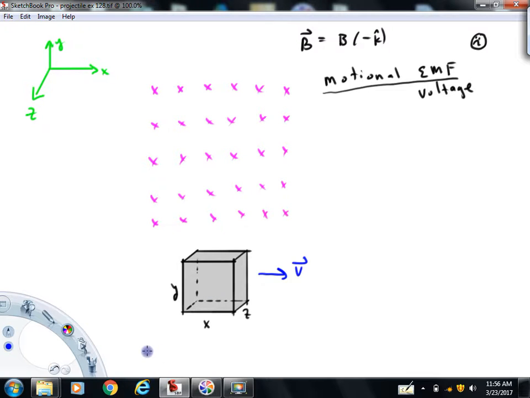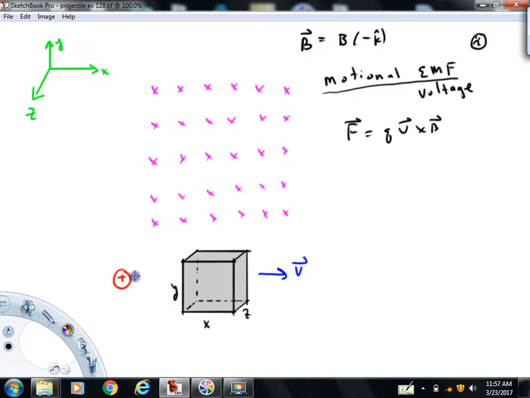Now again, even though it's the electrons that are free to move, we normally focus on what's happening to positive charge carriers, because electrical current is normally described by positive charge carriers. So I'm going to draw a picture here of a single positive charge carrier that's somewhere in this block. And the velocity of that charge carrier is to the right, or we would say in the plus i direction. So this charge carrier, as it moves through this magnetic field, is going to be acted upon by a magnetic force, which is given by q v cross B.